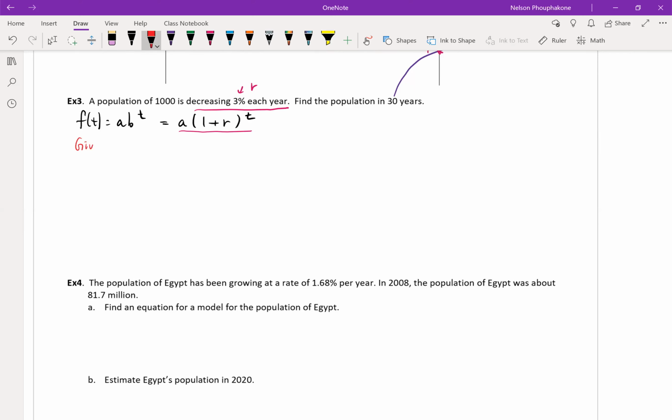So first of all, I have some givens. The given is a population of 1,000, meaning this 1,000 right here is my initial value. So I have a equal to 1,000. Decreasing 3% each year is related to the percentage. So I know that r will be negative 3%, or negative 0.03.